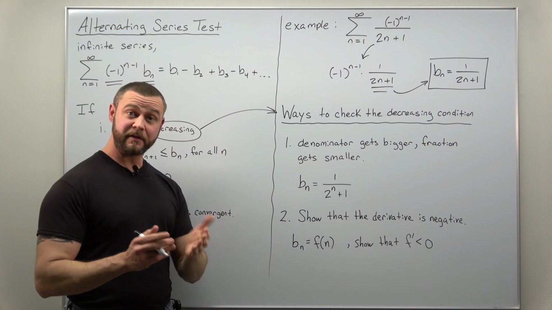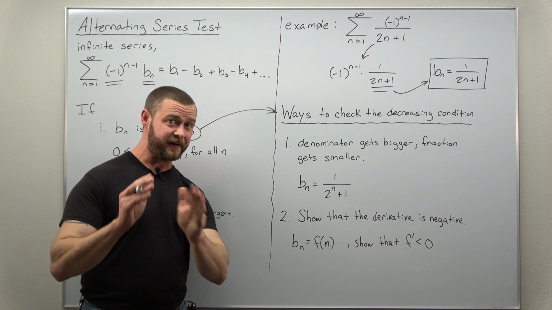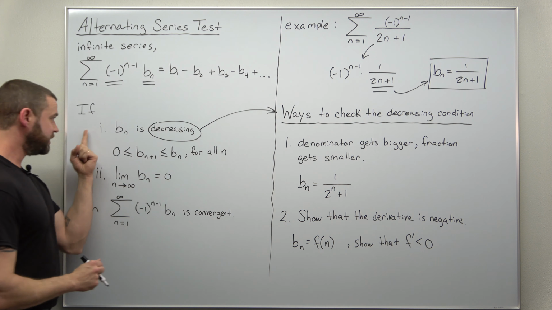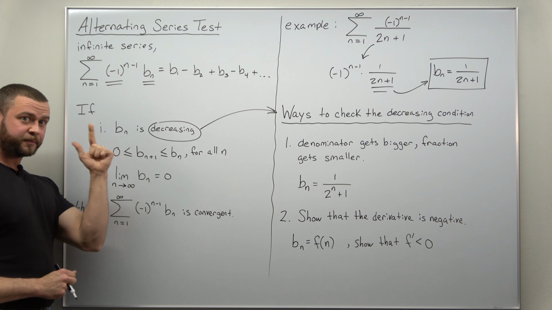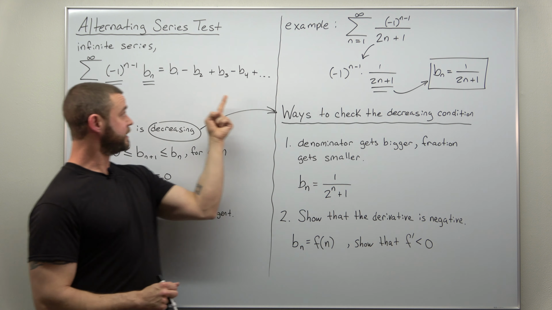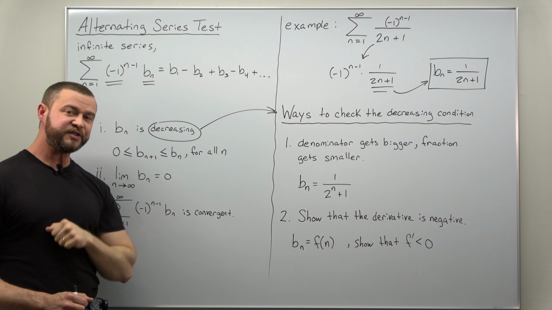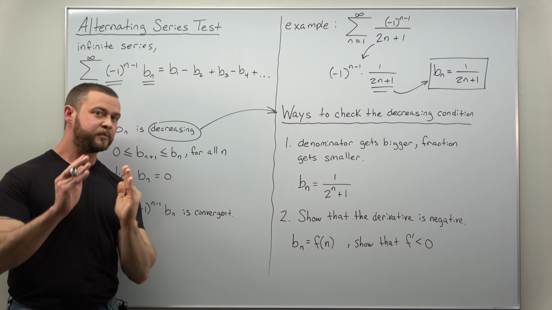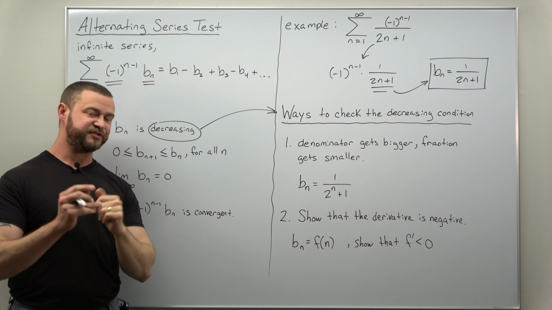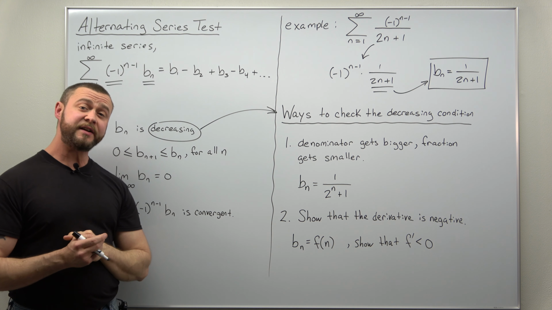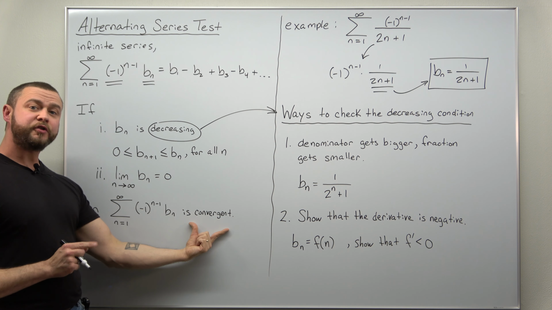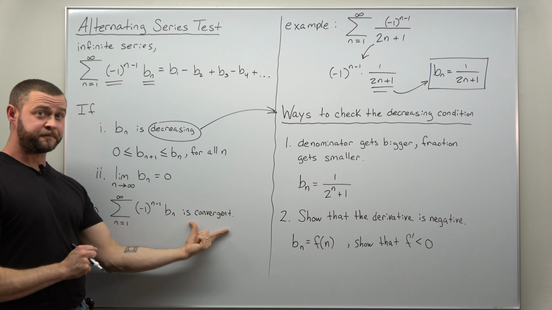And the alternating series test, again, is very simple. Two simple conditions. For b sub n, the non-alternating term here, show that it is decreasing and that the limit as n approaches infinity is 0. If both those conditions are met, then the alternating series is convergent.